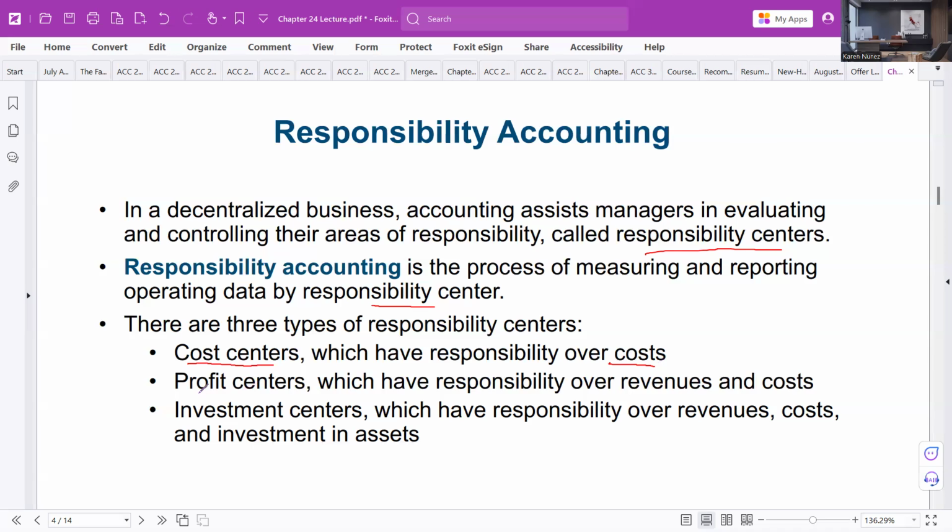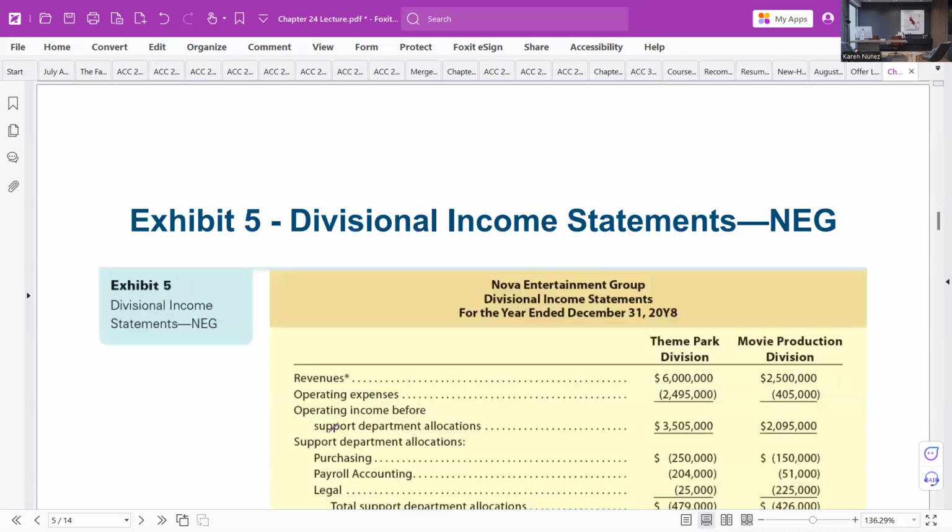But then you can also have profit centers. That means that you've got managers that have responsibility over both revenues and costs. So, for example, you may have a business unit, and in that business unit, you've got the sales function, so you have revenue responsibility, and you've got manufacturing plants, so you've got cost centers. So you have both revenues and costs, and hence you have profit responsibility. And then the next type of responsibility center that we see is investment centers. That means that you have responsibility over revenues, costs, and investment in assets.